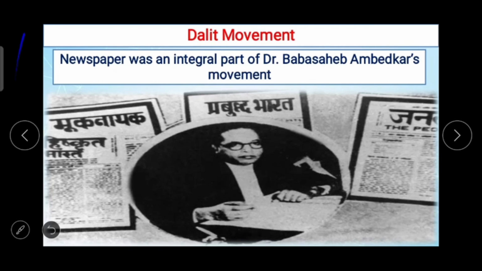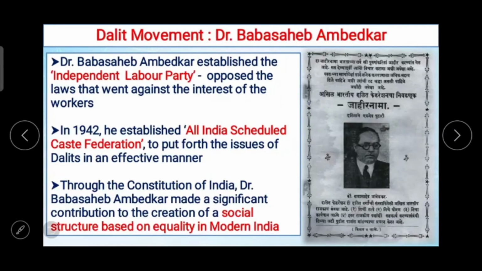So Dr. Babasaheb Ambedkar's movement started different newspapers, to create awakening in the society and to voice out their grief. He started newspapers like Muk Nayak, Bahishkrut Bharat, Janta, Samta, and through all these newspapers he spread awareness among the people and also wrote about the rights of the people. Dr. Babasaheb Ambedkar established the Independent Labour Party. He opposed the laws that went against the interest of the workers. In 1942, he established the All India Scheduled Caste Federation to put forth the issue of Dalits in an effective manner.